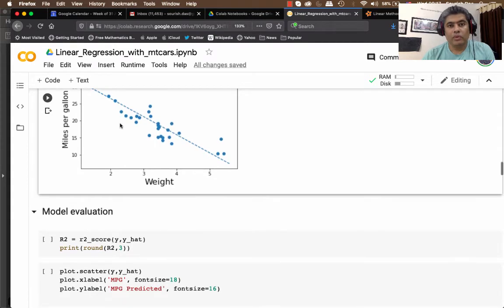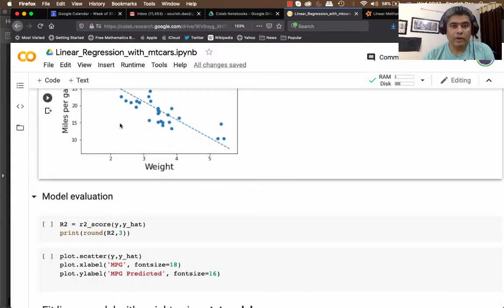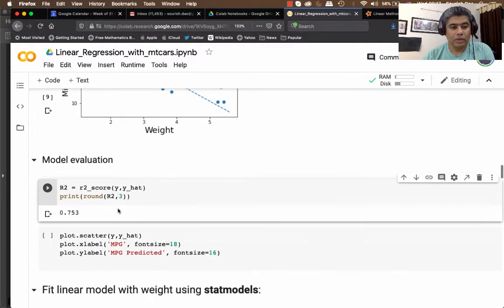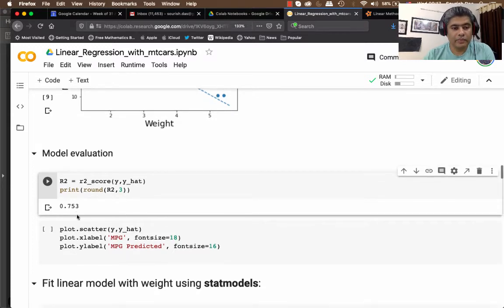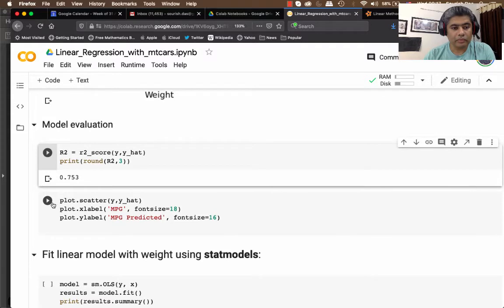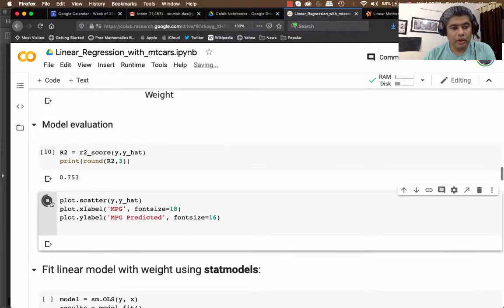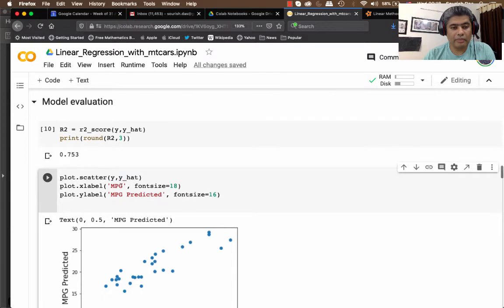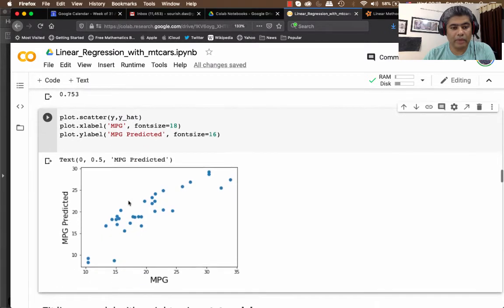Now we want to evaluate the model performance. So we want to compute the R square. R square is 75.3%. Then we draw the scatter plot between y and y hat, the miles per gallon and the predicted miles per gallon. We see a pretty tight relationship between the actual value and the predicted value.